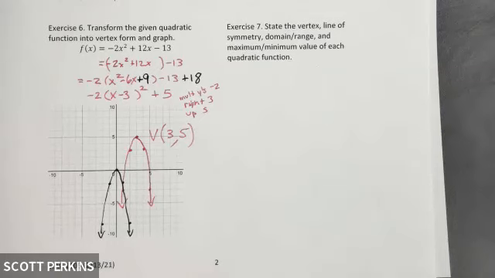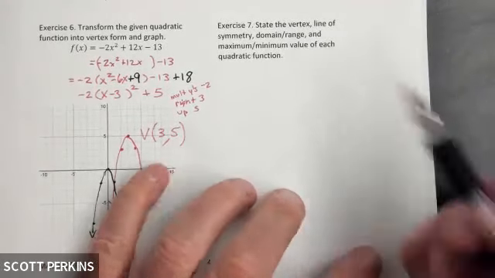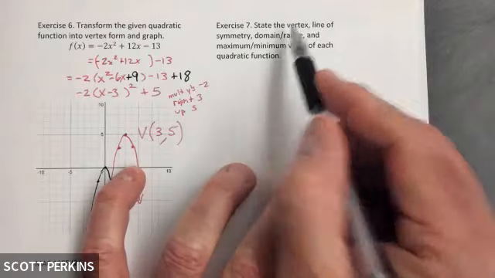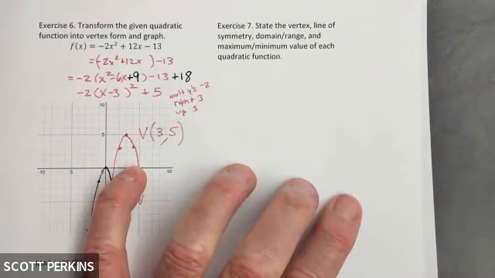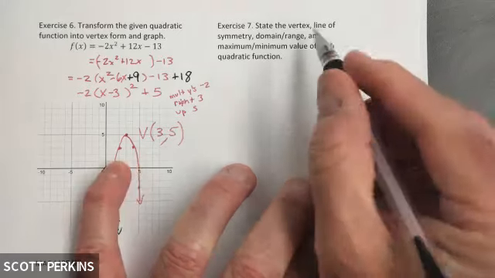Okay, so we have one more thing from this section, but before we do that, we're going to go back to a couple of these graphs, and we're going to identify some other key elements as we're getting to know our parabolas. So exercise 7 says, for each of these, we're going to state the vertex. We've already stated the vertex. We've been doing that as we go along. That just comes from my translation. But there's some other things we're going to look at.